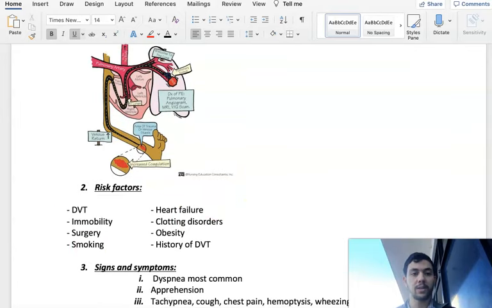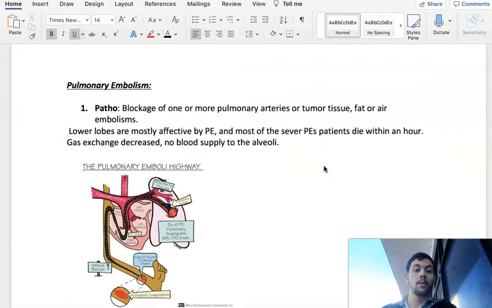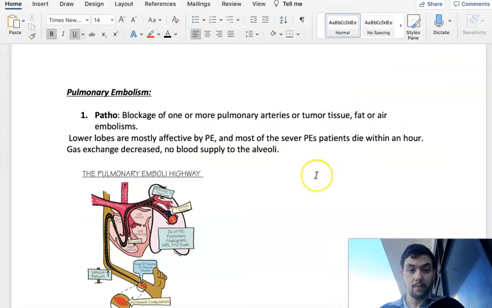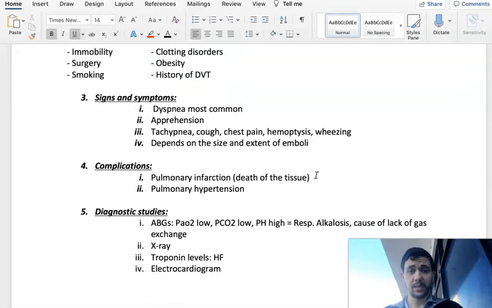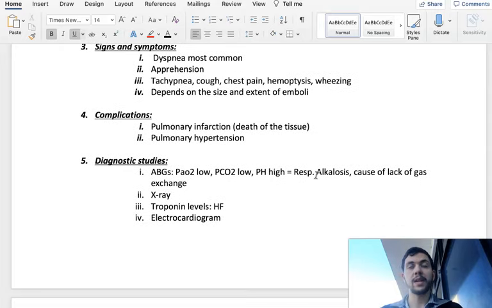Risk factors. Okay, so basically for PE, pulmonary embolism, risk factors are immobility, surgery, smoking, heart failure, clotting disorder, obesity, and any history of DVTs or an actual DVT. Signs and symptoms are going to be dyspnea, tachypnea, cough, chest pain, wheezing. Complications could be pulmonary hypertension or death of the tissue.